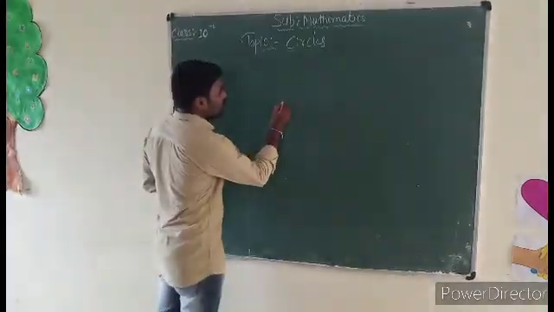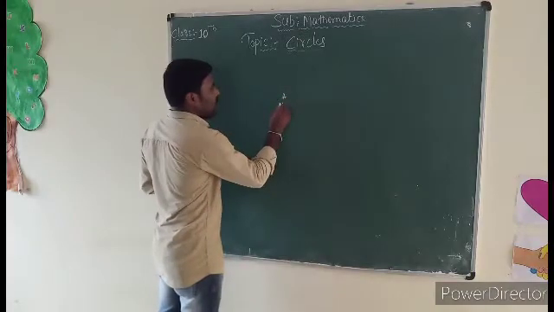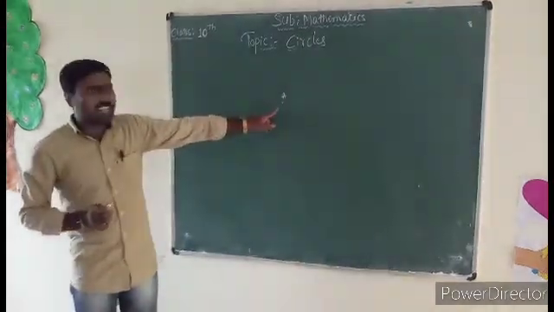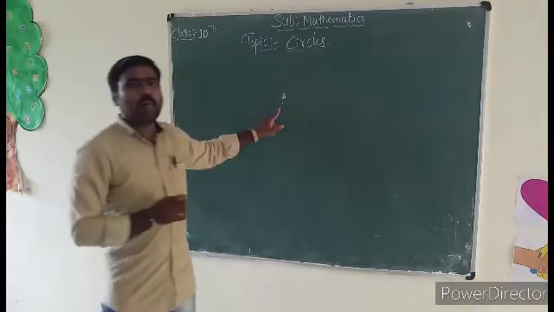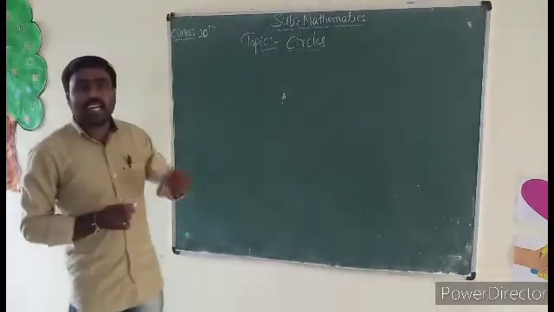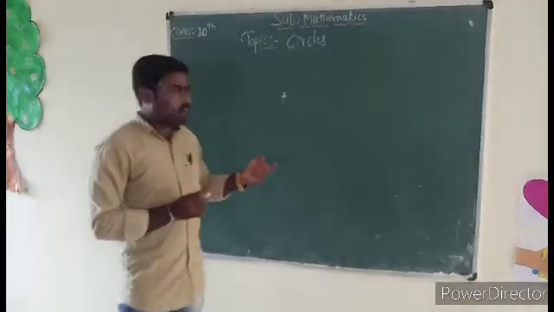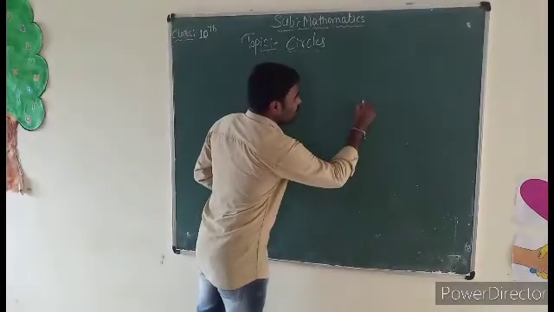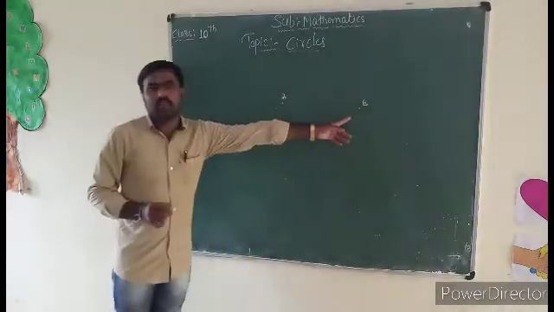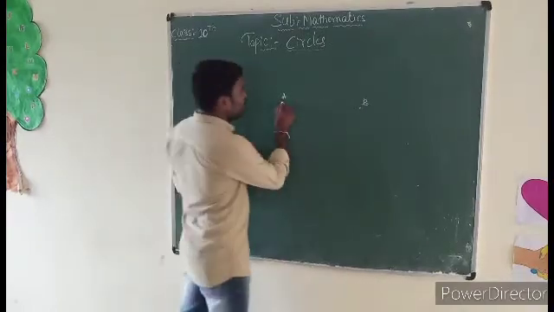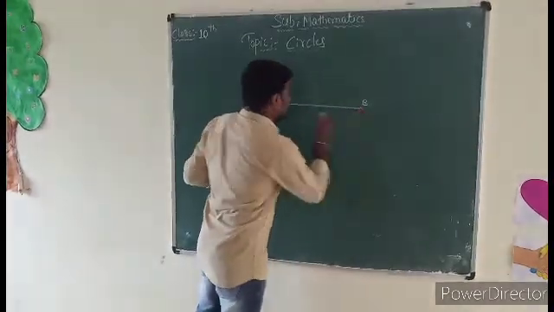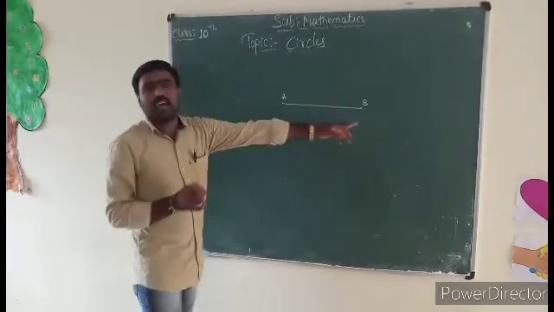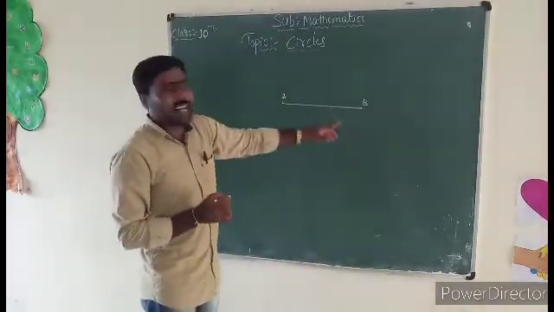Observe here, I mention a point A. What does A represent? A represents a point. A point doesn't have any direction or dimension. Next, I will mention one more point, that is B. This is also a point. Now I will join AB. What is AB? AB is a line segment.